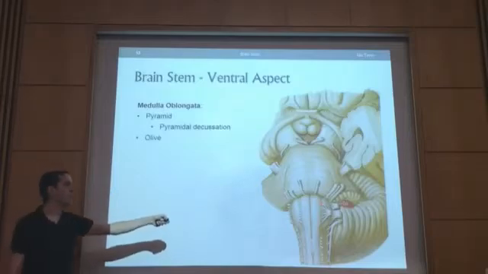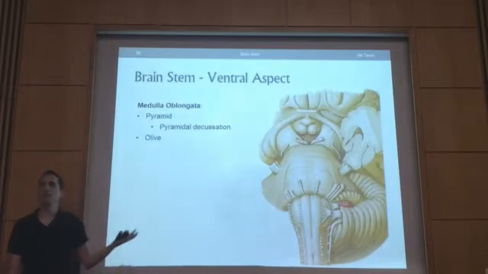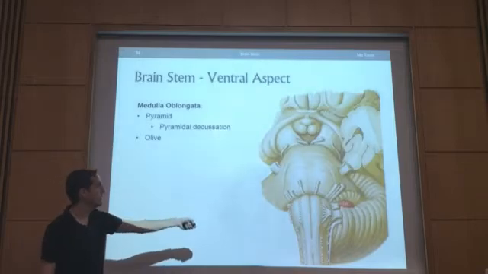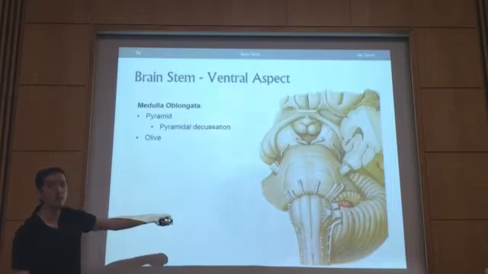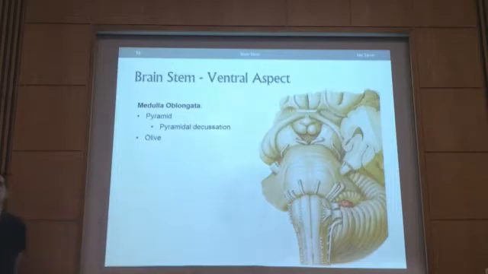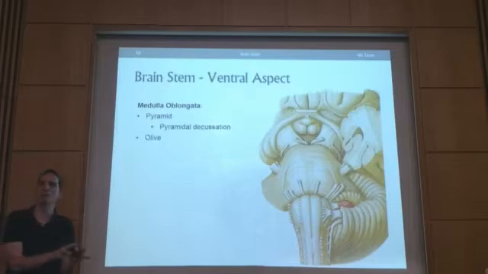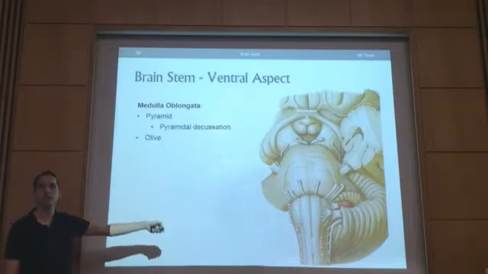The pyramid is the most medial structure of the medulla in the ventral aspect. You can see that there's another structure in here, a bit more lateral. This is a nucleus. It's not a structure of white matter. To go back to the question about the shift from white being on the outside or gray being on the outside, this is the gray matter nucleus. This nucleus is called the olive.